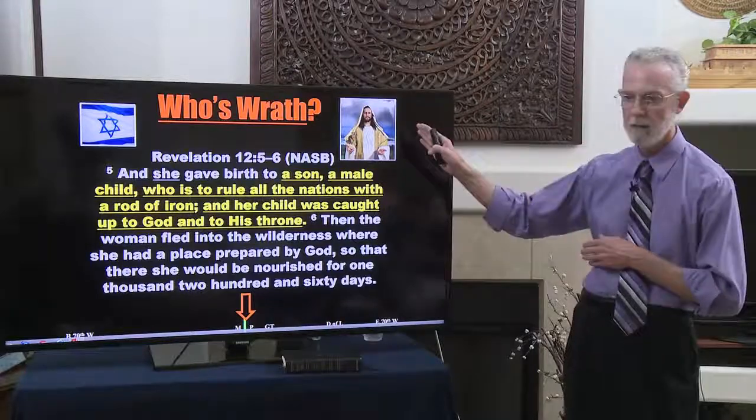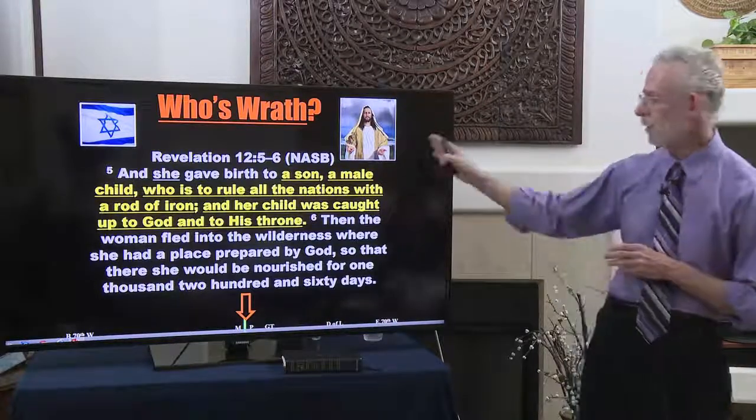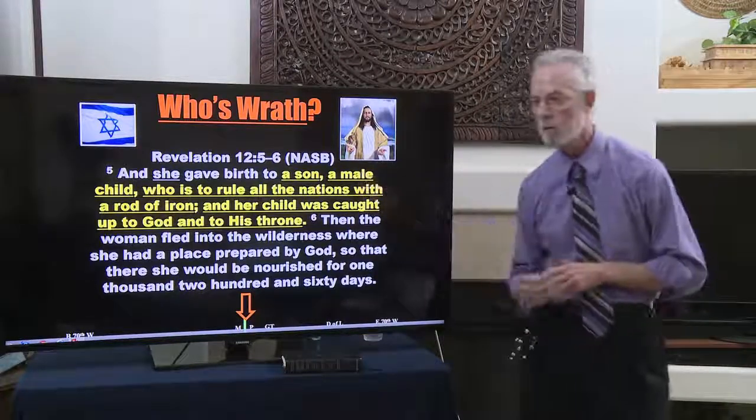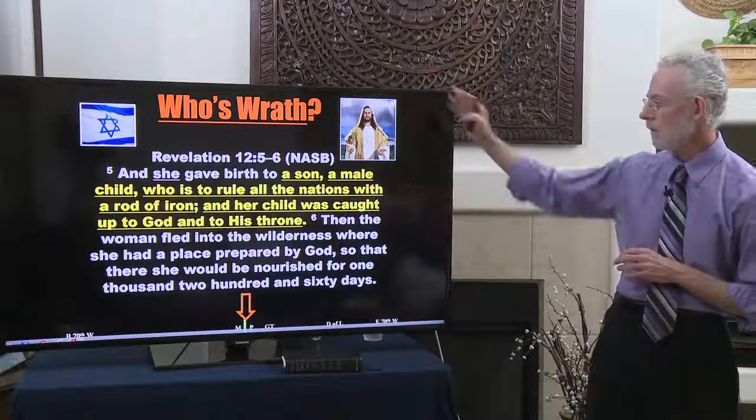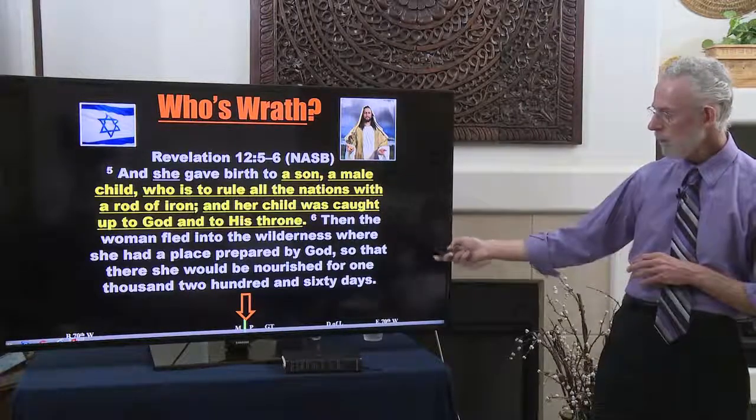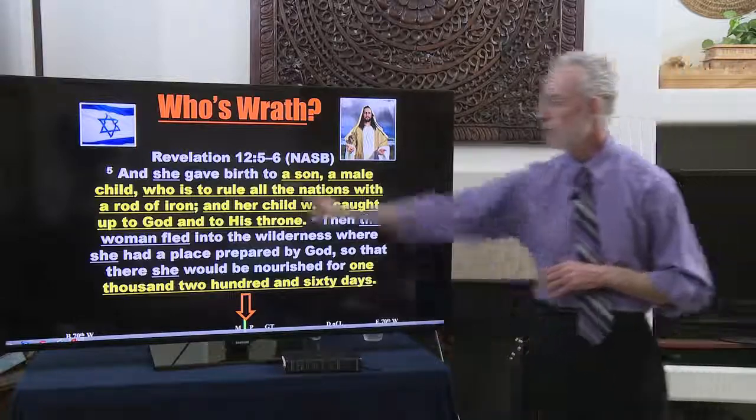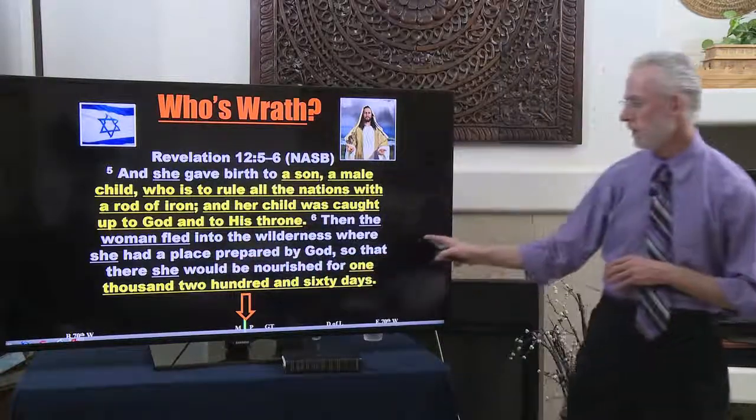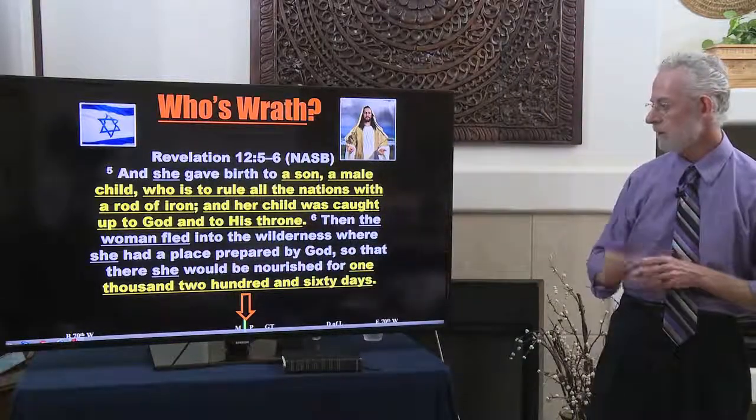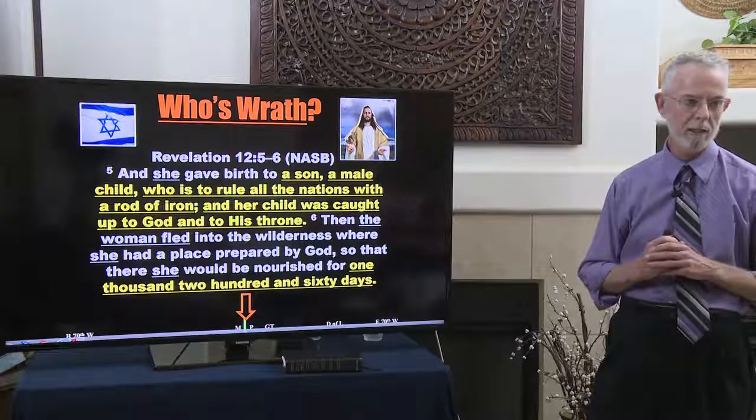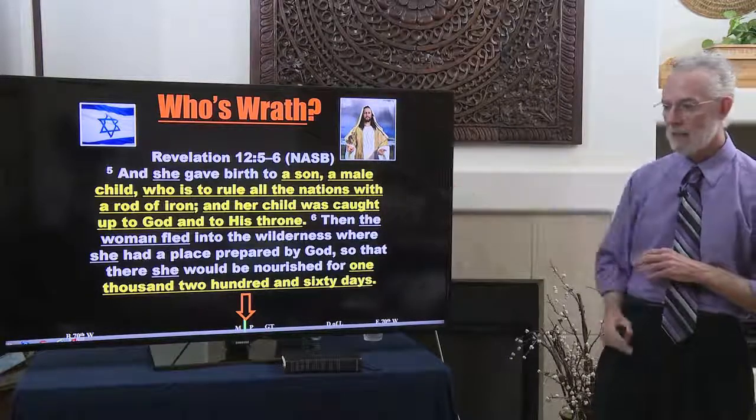Israel gave birth to a son, this son, right? Israel gave birth to Jesus. He's the one who's going to rule all the nations, and he was caught up to God in his throne. But then we're told that the woman fled. Israel's going to flee into the wilderness, where she had a place prepared by God so that she would be nourished for 1,260 days. We're told that God's going to protect some of the Jews.